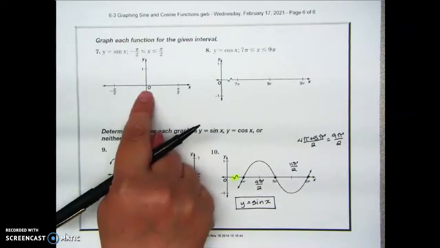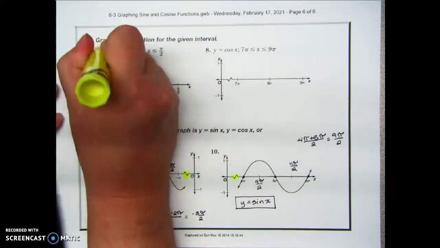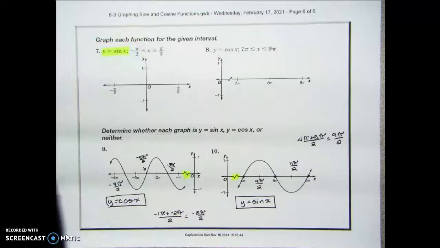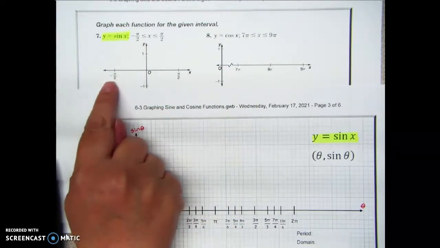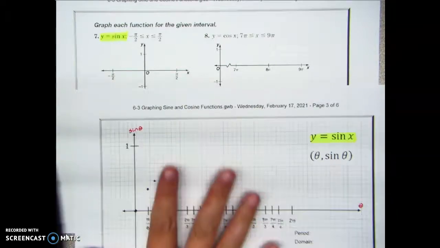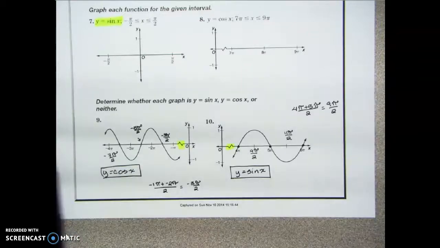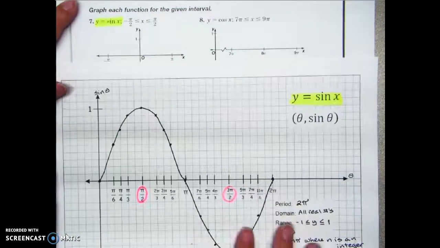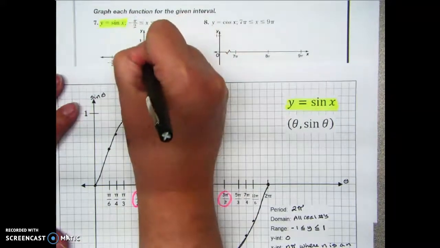All right, so looking at question number 7, the first thing I want to notice is I'm dealing with y is equal to sine of x. Okay, so that means that I am going to be using my graph of y is equal to sine of x. And then they said, but we're going to stop at negative pi over 2 and at positive pi over 2. So I only want just that snapshot. We said that the sine of x was going to start at 0. So that means here I'm going to start at 0.